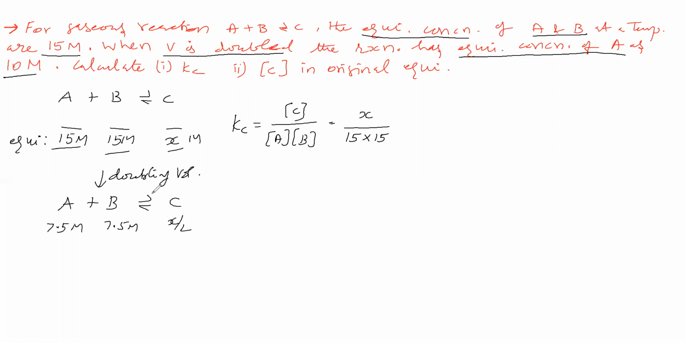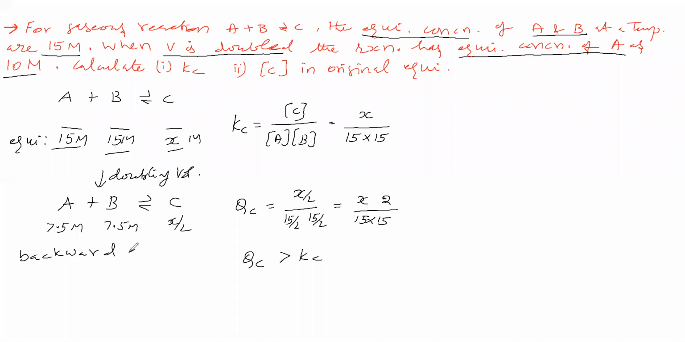Now we have given the stress. Due to stress, we are getting Qc. Concentration of C is X by 2, concentration of A is 15 by 2, concentration of B is 15 by 2. Therefore, we will get Qc as X into 2 by 15 into 15. Now see the Qc value compared to Kc. Qc is greater than Kc, in the sense backward is favored. So we can say backward is favored.